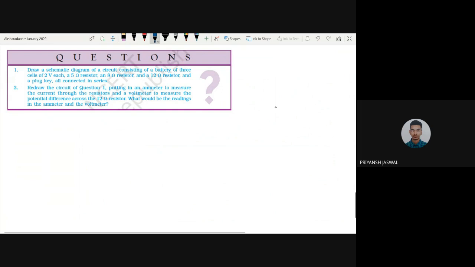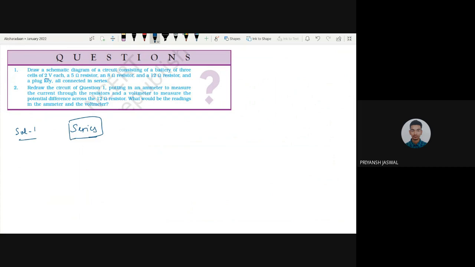So these are the new questions. Now first question is: draw a schematic diagram of a circuit consisting of a battery of 3 cells of 2 volt each, a 5 ohm resistor, an 8 ohm resistor and a 12 ohm resistor, and a plug key, all connected in series. So we have to draw a schematic diagram for series combination.